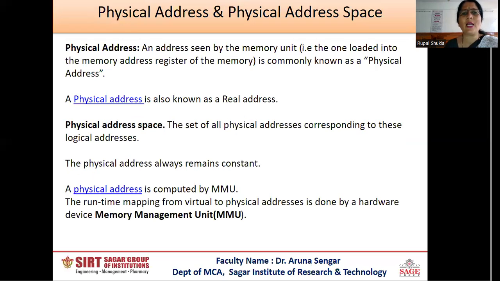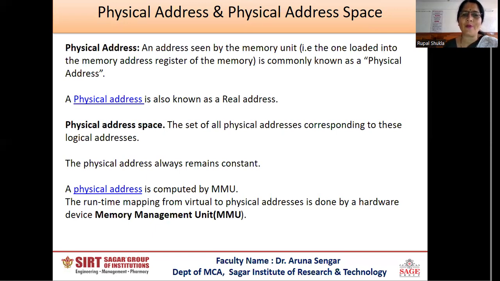The next is physical address and physical address space. And what is physical address? Physical address means the actual address of the memory. It means one hardware unit is present, which is called the memory unit, and the address which the memory unit calculates is called the physical address, and this is the actual address. This is actually the real address.